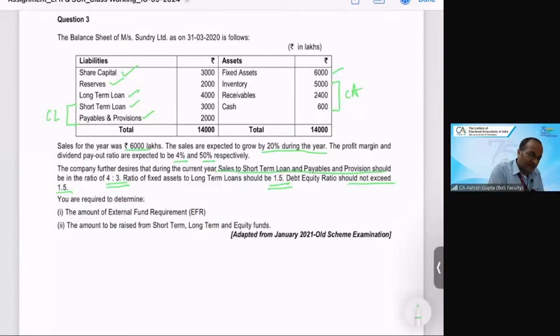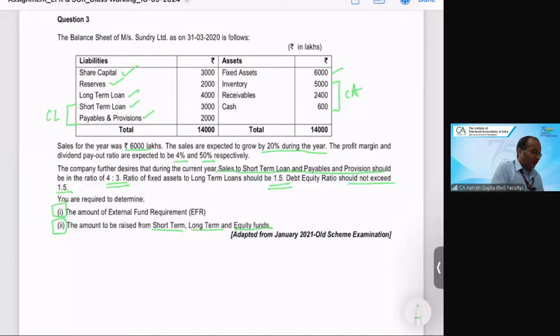So with this, we have to determine first of all how much funds we shall require, the external funding requirement, that we have to meet from external sources. External sources can be long-term debt as well as fresh equity. Both are inclusive. Then the amount of short-term funds from external sources, long-term debt and equity funds. Okay, so now let us start solving the question.